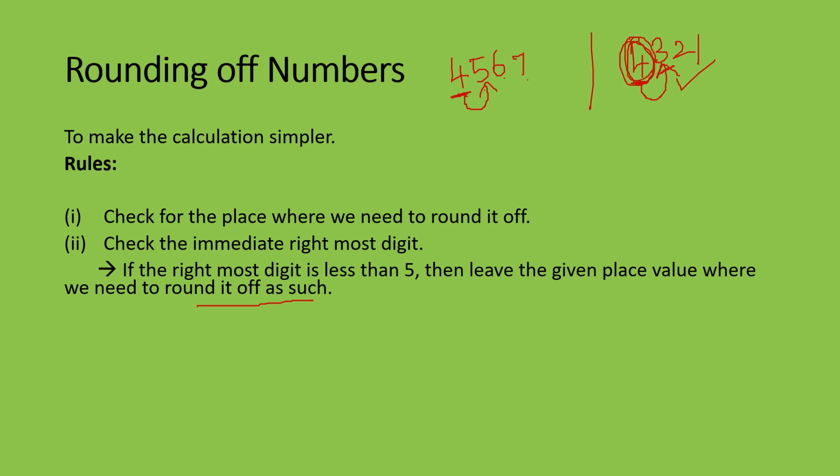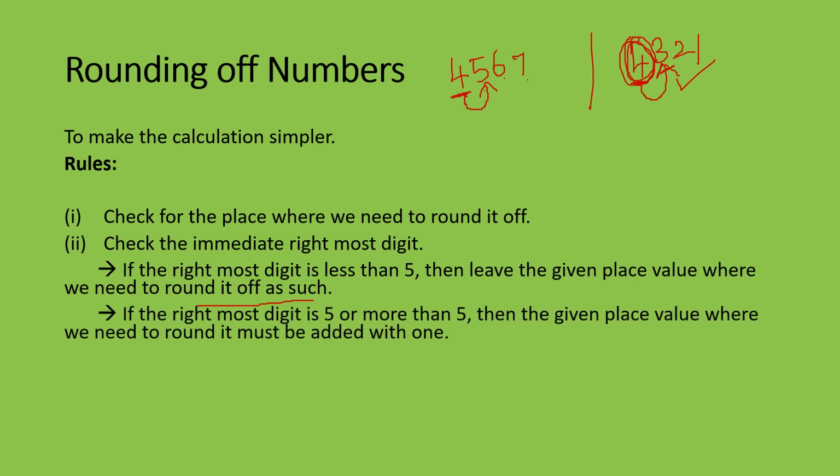Now we'll see the next rule. If the rightmost digit is 5 or more than 5, as it is in this case, right? In this example, it is 5 or more than 5. Then what do I need to do? Then the given place value where we need to round it off must be added with 1. So now this is the place value I need to round off, so it should be added with 1.